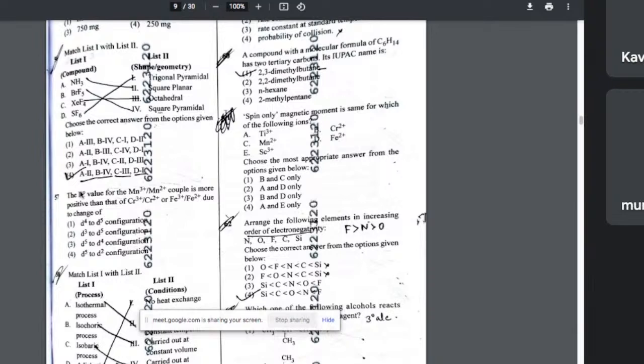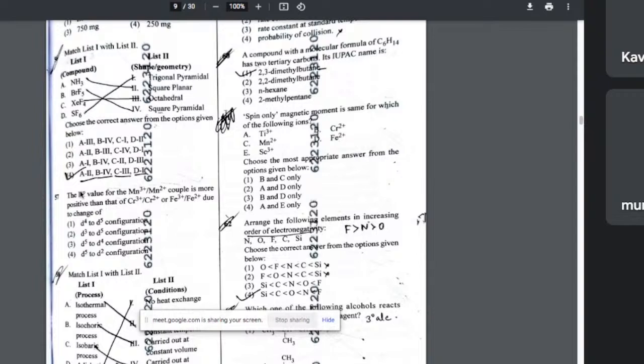Okay, students, now we will start from question number 61, chemistry part. So the first question is, spin-only magnetic moment is the same for which of the following ions? The first option given here is Ti3+, titanium 3 positive.